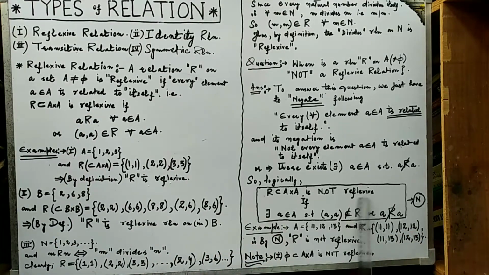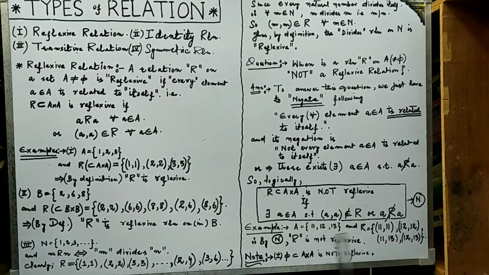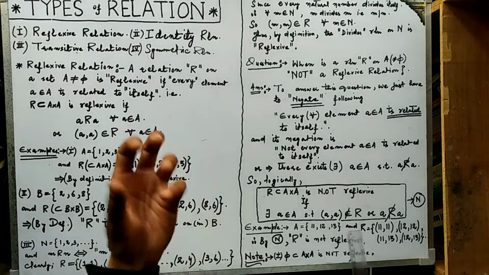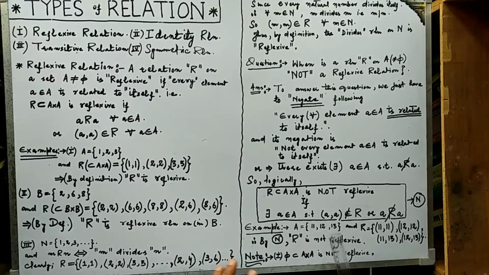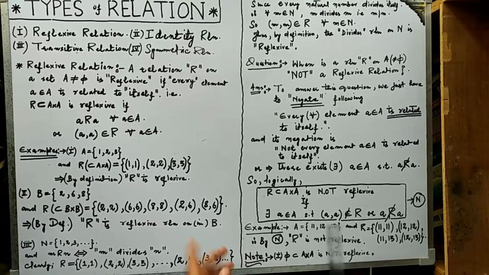Why? Because this negation of the statement tells me that R, a subset of A cross A, is not reflexive if you can find at least one element in the set A which is not related to itself. So let's apply this principle to this very example. (11, 11) is in the relation R. Okay, no problem. (12, 12) is also in the relation R. Now, this negation tells me that R is not reflexive if you can find at least one element in the set A which is not related to itself. Clearly, 13 is in the set A, and as you can see, (13, 13) does not belong to the relation R. So, according to this negation, this relation R on the set A is not reflexive.